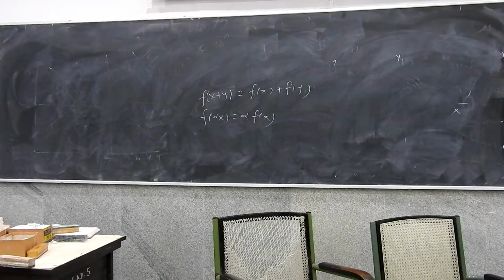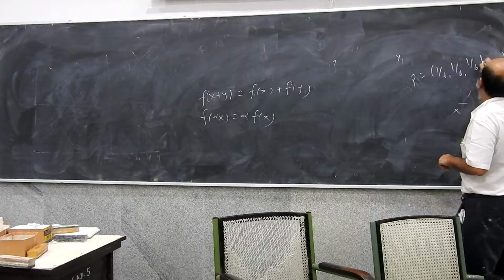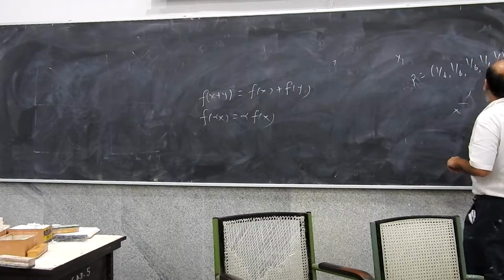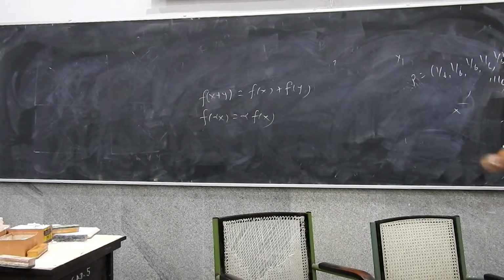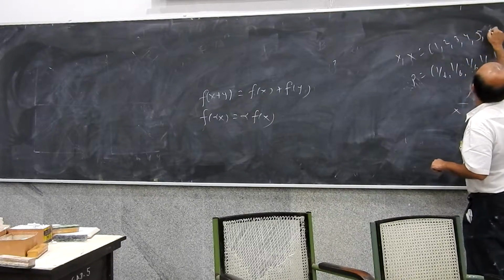Now think of a random variable, so you are tossing a coin or rolling a die. For example. What are the possible values that a random variable can take? 1, 2, 3, 4, 5, 6. What are the various probabilities that it can take? Let's say 1 by 6, 1 by 6, 1 by 6. So think of the vector P as 1 by 6, 1 by 6, 1 by 6, 1 by 6, 1 by 6, 1 by 6. Think of the vector X as 1, 2, 3, 4, 5, 6.